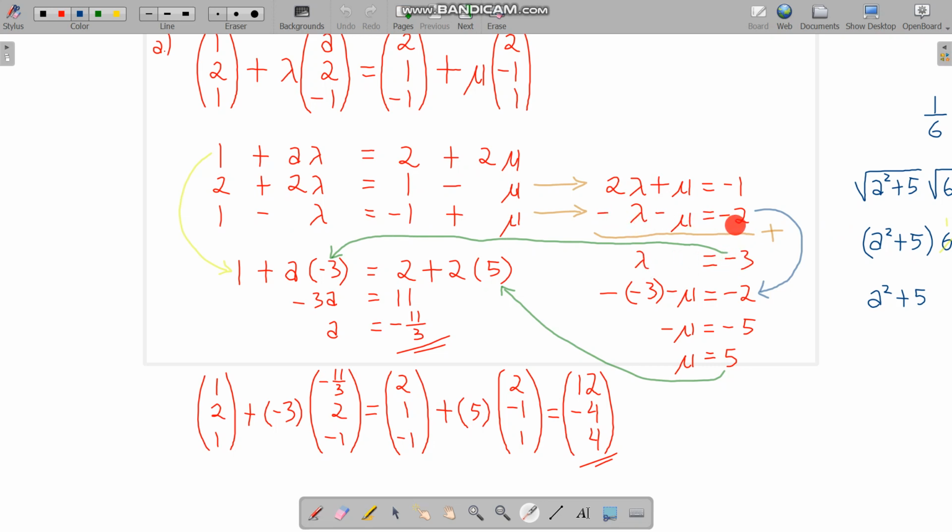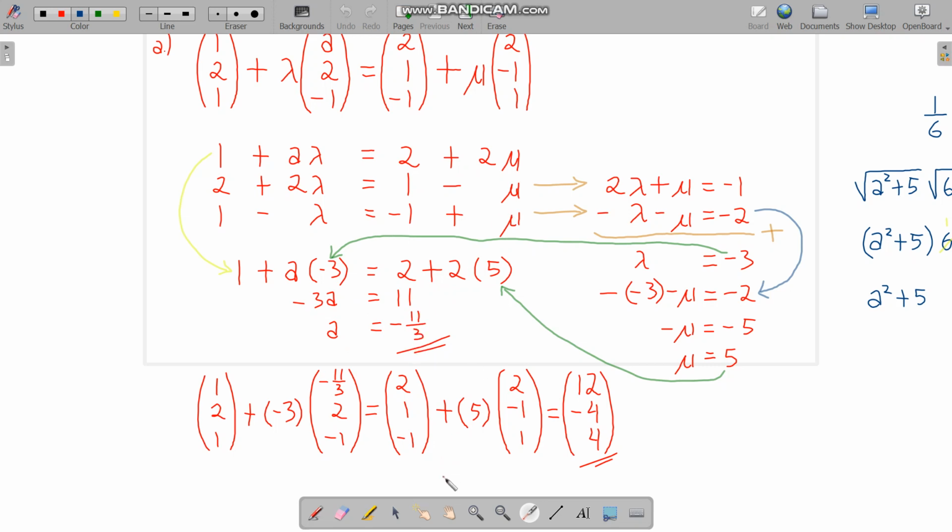And from this equation you can plug in the lambda, which is minus 3. So minus 3 minus mu equals minus 2. This is plus 3, move to the right, minus 3 minus 2, minus 5. So mu is 5. And we use the first equation here. We plug in mu equals 5 and lambda equals minus 3, and we get an equation only in a. So minus 3a equals 11, so a equals minus 11 over 3.